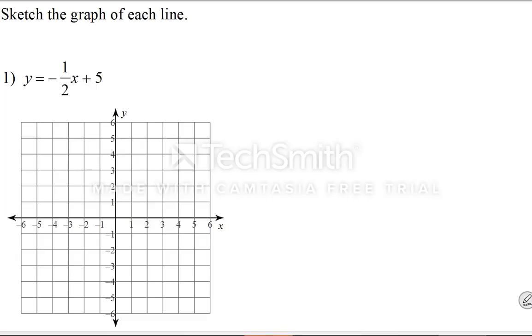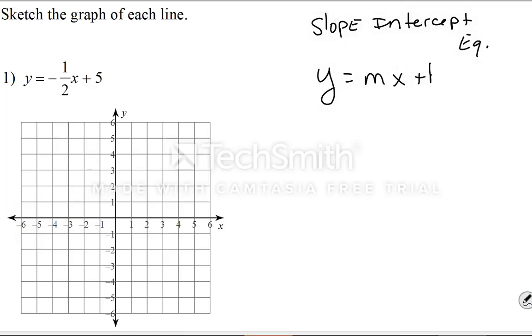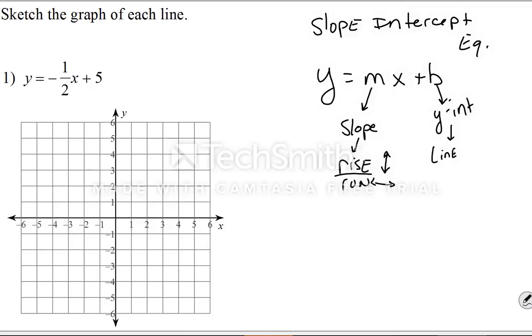So a slope-intercept equation, okay, remember, is y equals mx plus b, where m is our slope, which actually means rise over run. Okay, so that means we're going up or down, and then we're going left or right on the bottom. And then this b here is the y-intercept, where the y-intercept is actually where the line crosses the y-axis.